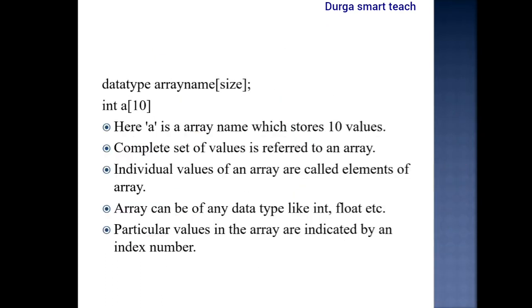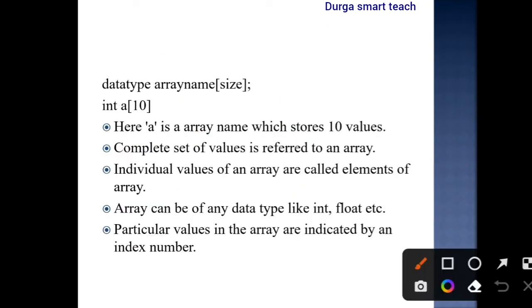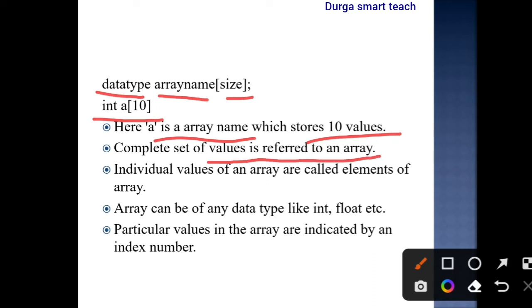Next, the syntax is data type, array name of size. Example: int a of 10. So int is the data type, a is the array name, 10 is the size. A is the array name which stores 10 integer values. The complete set of values is referred to as an array. Individual values of an array are called elements of the array. An array can be any data type like int, float, char, double, string.